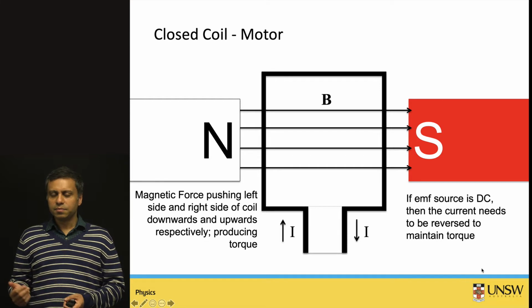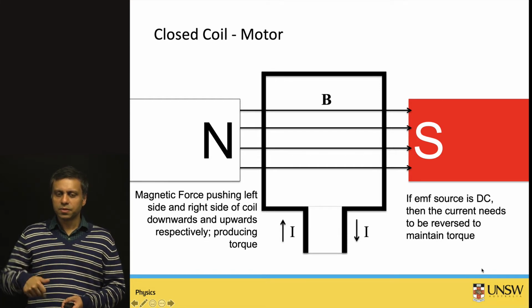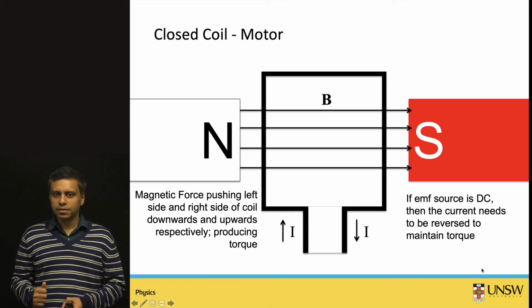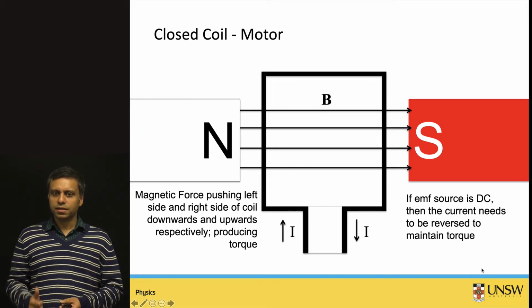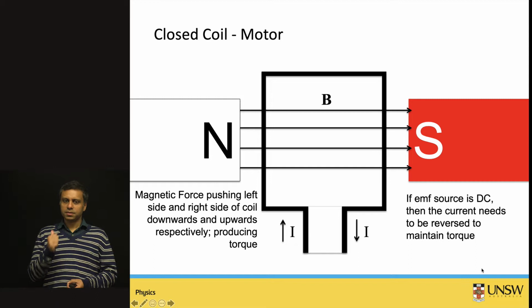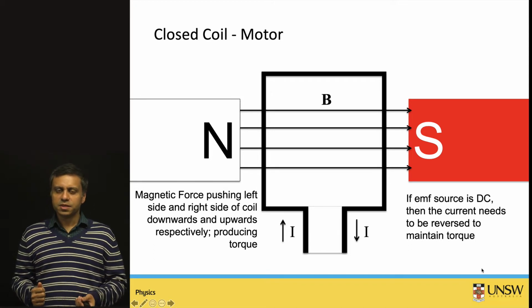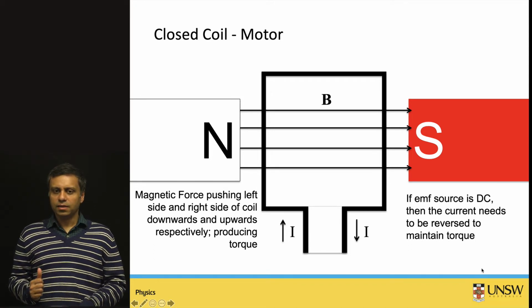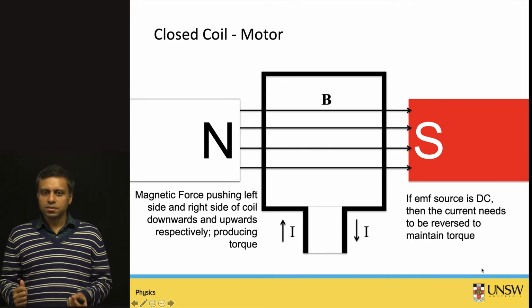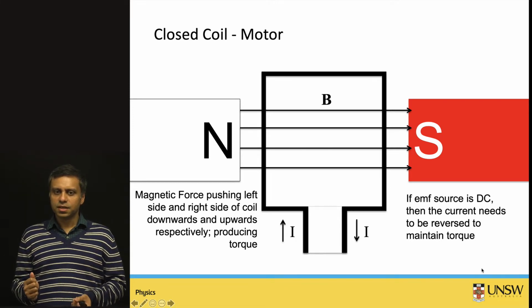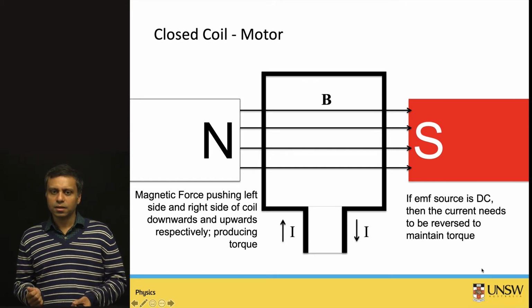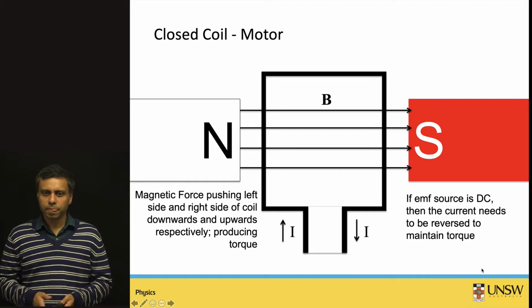Similarly, on the right side of the motor, because the current is flowing in the other direction, downwards, the direction of the force is reversed. Basically, the force is now pointing out of the page. So on the left side, the force is pointing into the page, and on the right side, the force is pointing out of the page. So these two forces are actually exerting a torque on the loop, and this torque causes it to rotate basically.